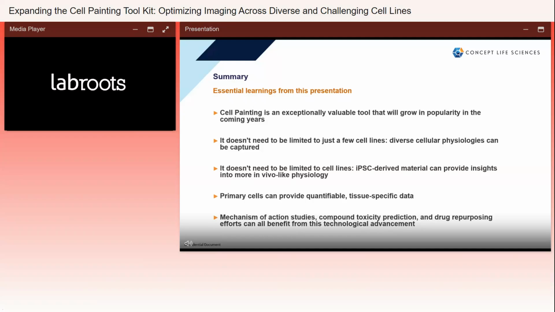Ultimately, expanding the cell painting toolkit enhances our ability to uncover mechanisms of action, predict compound toxicity, and identify new uses for existing drugs. By integrating diverse and challenging cell types, we're making this technology more powerful, more predictive, and more translational than ever before.